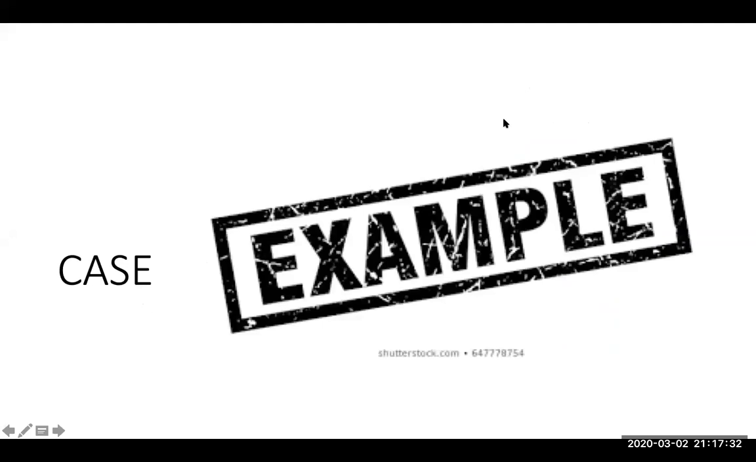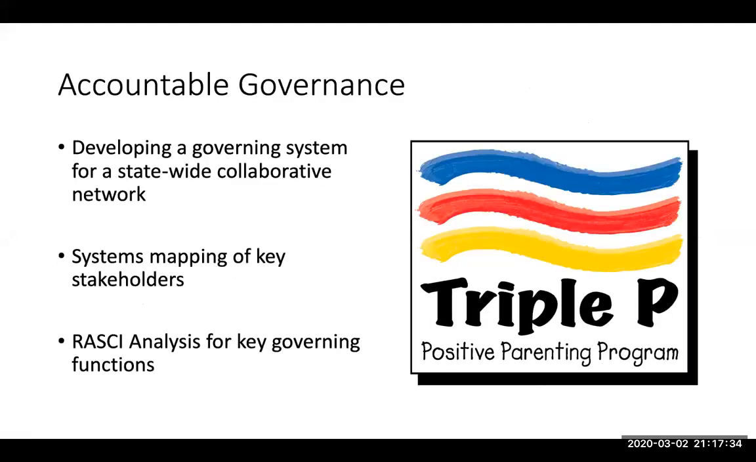Now let's take a look at a case example. Rohit Ramaswamy and I worked a few years ago with an integrated group of partners from across the state of North Carolina, as well as international practitioners of Triple P, which is the positive parenting program, the national office, and a variety of different state and local public and private partners.